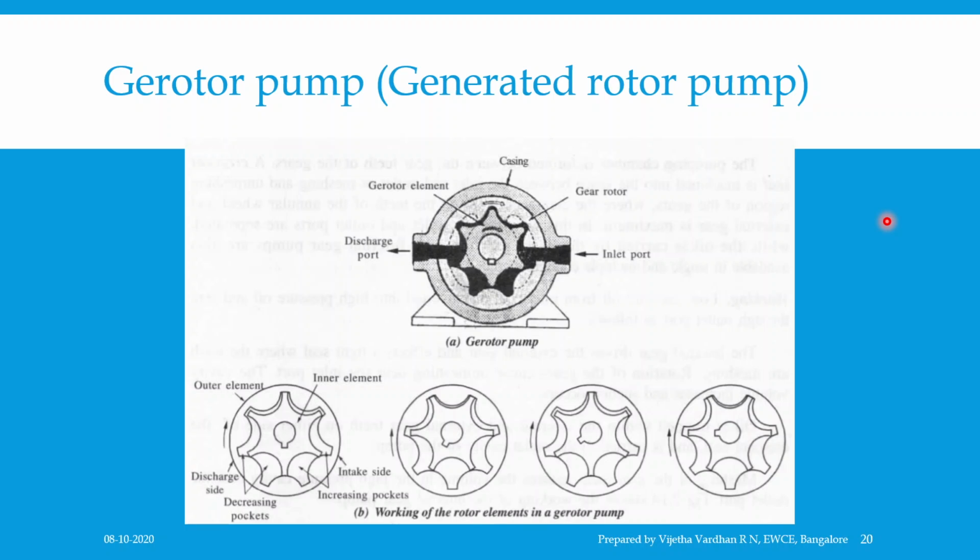In this pump, the inner gear has one tooth less than the external gear and is keyed to the driving shaft. And you can observe in the figure the basic parts or components of the Gerotor pump. How does it work? Let us understand.